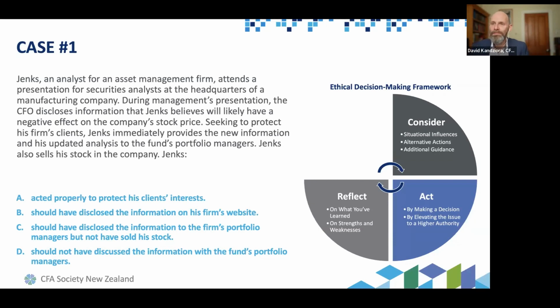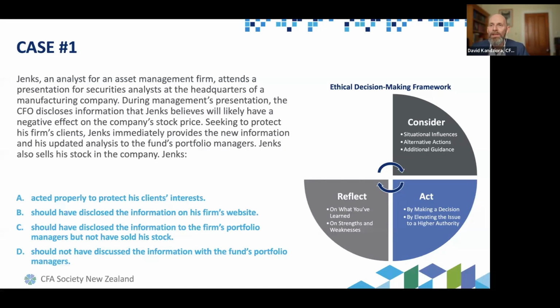Right, here are the results. Interesting, so a fair number. We've got 30% saying he acted properly to look after his clients with the information that he had. There's a few saying he should have disclosed the information on the website.